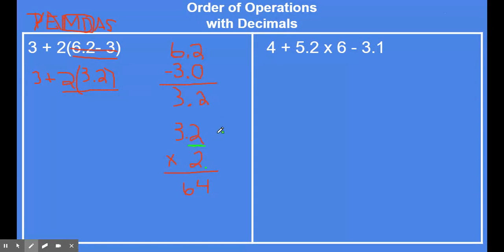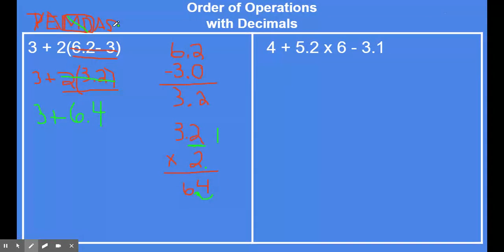So how many place values do I have? I have 1 to the right. So I'm going to go down here and I'm going to move my decimal. So this part is 6 4/10. So now I'm going to rewrite my question. So now I have 3 plus 6.4.